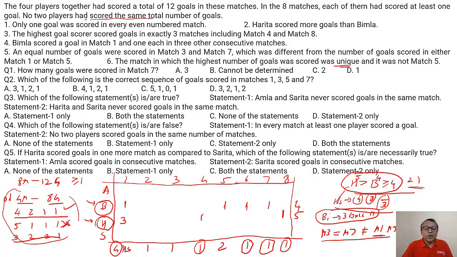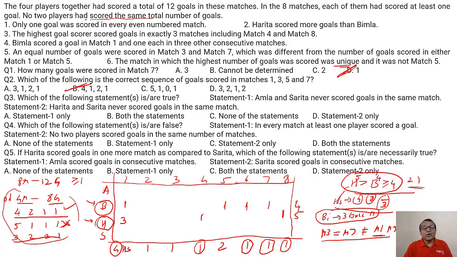How many goals were scored in match 7? Match 7 there was only 1 goal scored. So it means D option. Which of the following is the correct sequence of goals in match 1, 3, 5, 7? 4, 1, 2, 1. So it has to be 4, 1, 2, 1, B option.